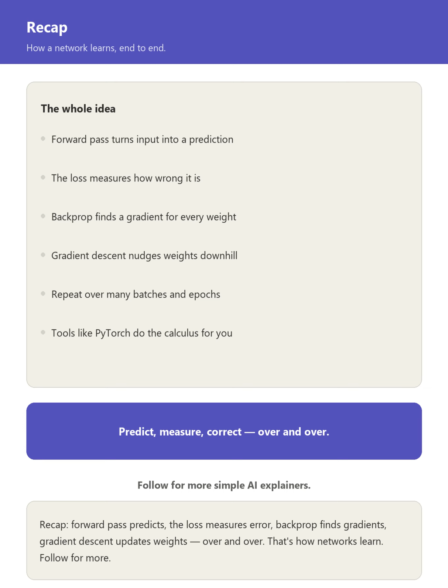Recap. The forward pass makes a prediction, the loss measures the error, backprop finds the gradients, and gradient descent updates the weights, over and over. That is how neural networks learn.